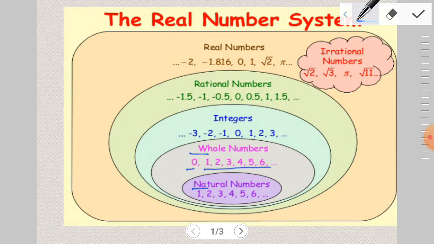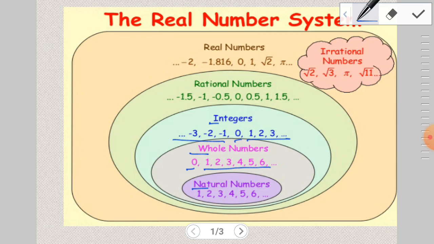Then the next group is the integers. Integers are denoted by I. Integers include 0, the natural numbers and negative numbers like -1, -2, -3, -80, -90, whatever type of minus number. But they cannot include decimal numbers and fraction numbers. They only include the whole form of the number.